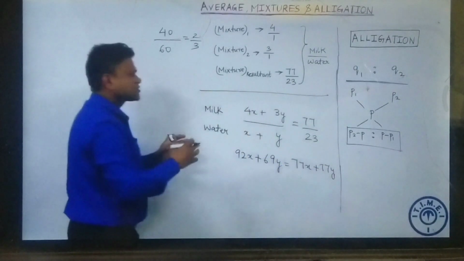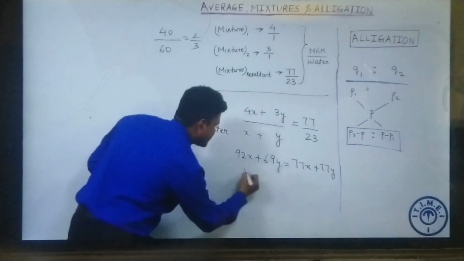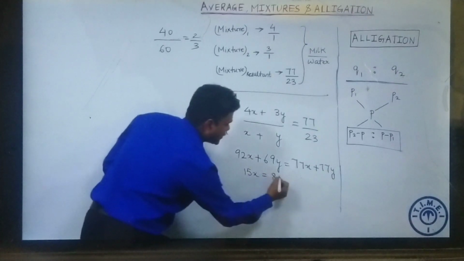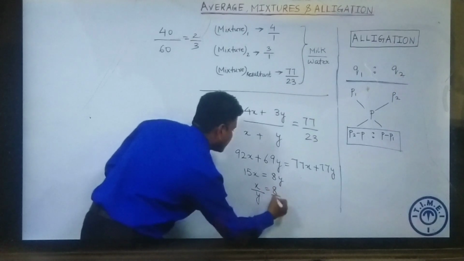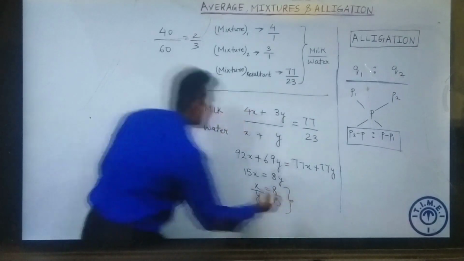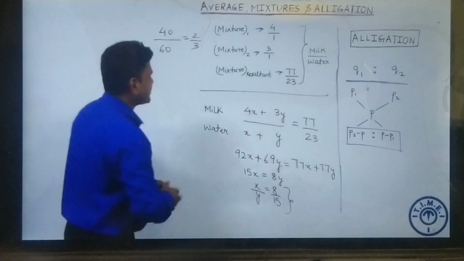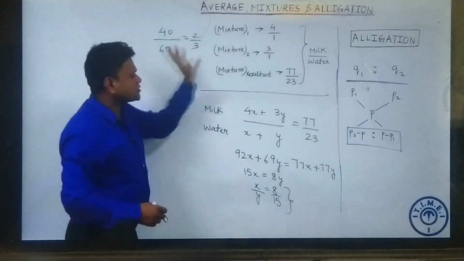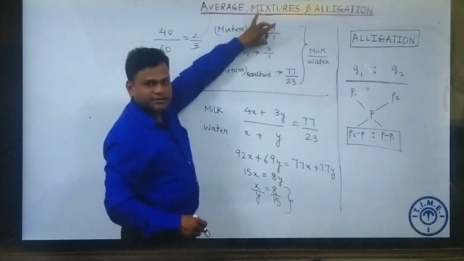In fact, all of these approaches are more or less very similar. It's just the presentation aspect which makes it a bit different. So 15x is equal to 8y. So we can say that my x by y will turn out to be 8 by 15. Now once we get this number, 8 by 15, please note that this is not the ratio of the total quantity here or the total quantity here. Look at it, the total quantity is 5x, 4x and x.